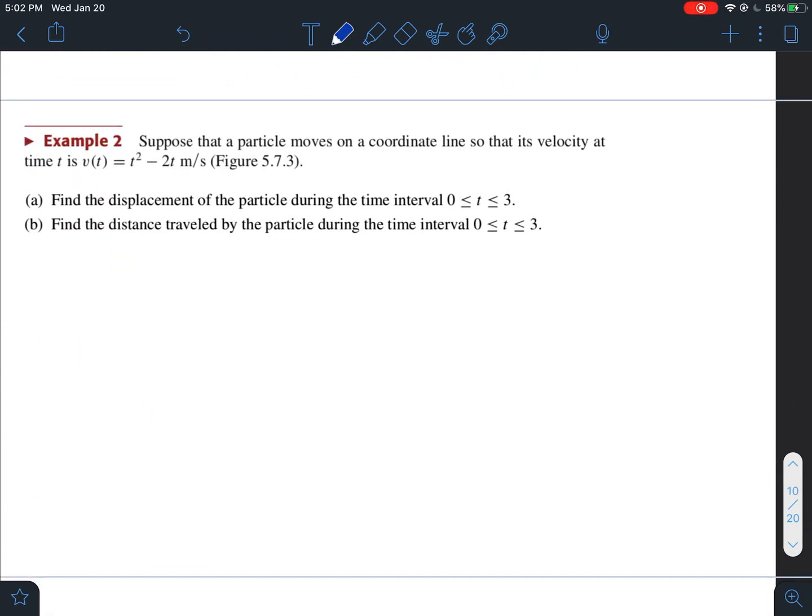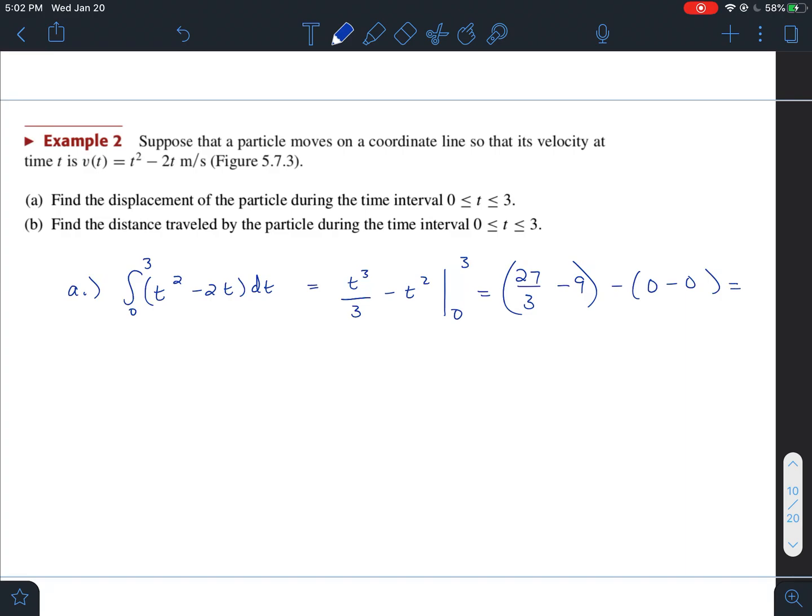All right. So suppose a particle moves along a coordinate line so that its velocity is given by t squared minus 2t. Find the displacement between 0 and 3. So for part A, we just get to do it like normal. We're going to integrate t squared minus 2t dt, between 0 and 3. So this is going to be t cubed over 3 minus t squared. We don't need a c because I have limits of integration. So this is going to be 27 over 3 minus 9, and then minus 0 minus 0. So this is going to be a displacement of 0. So the particle is going to end where it started.